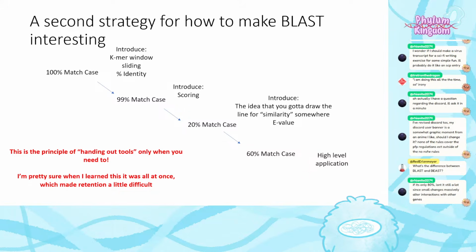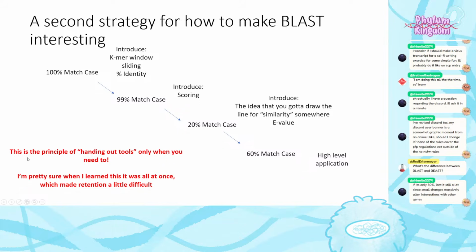Okay, here's a different route, a route that I like a bit more. This is more about that subversion, right? 100% match case, you start the same. And then from 99, you go to the 20% match case. And then you introduce the idea that you gotta draw the line for similarity somewhere. And then you do the 60% match case, the high level, real world, ambiguous, not a test case kind of application, which I think is also an interesting way to do it.